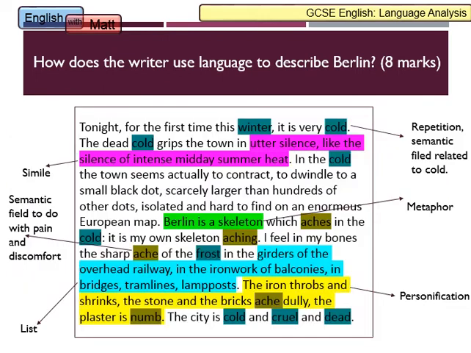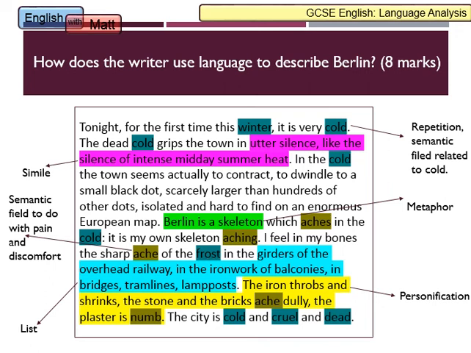So the first thing that we need to do is get our highlighter, and we need to be able to engage with the extract critically. We need to jump into the extract, and we need to figure out what it is we're actually going to be talking about. And there's actually quite a lot of stuff in this extract that you could use.